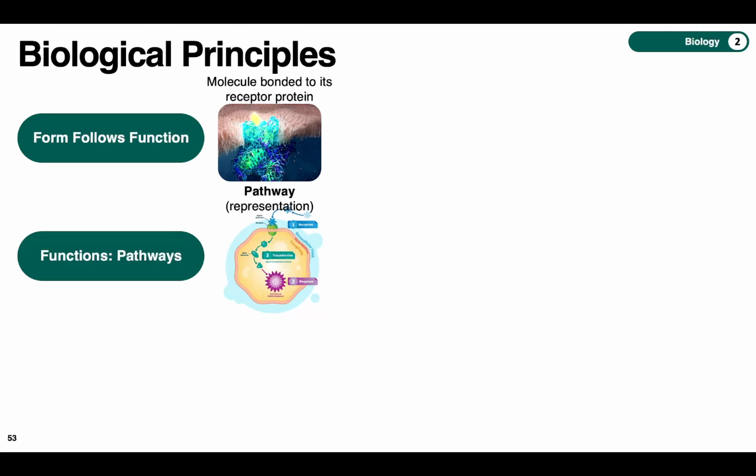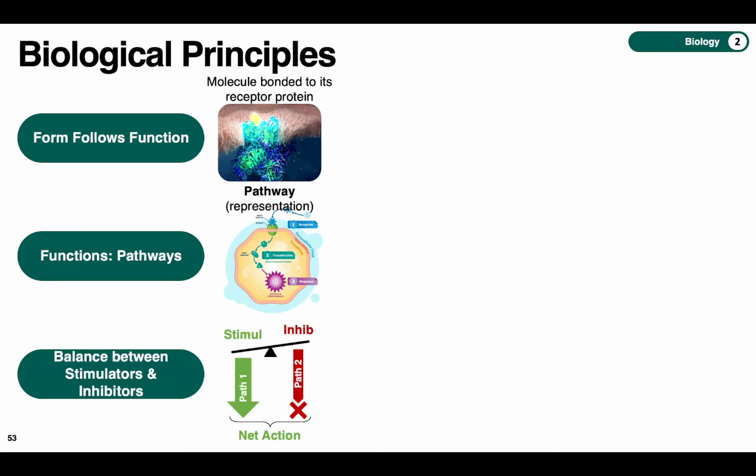So all of this is a pathway. The other principle is that there is a balance between pathways that induce an action and pathways that inhibit an action, especially for critical functions. Many of the critical functions will have a balance between inducers and inhibitors, and the resulting action is the one that's going to prevail amongst the two.